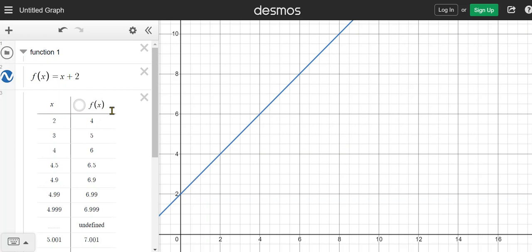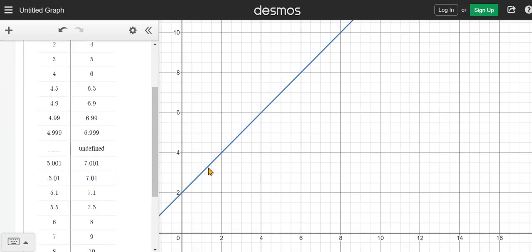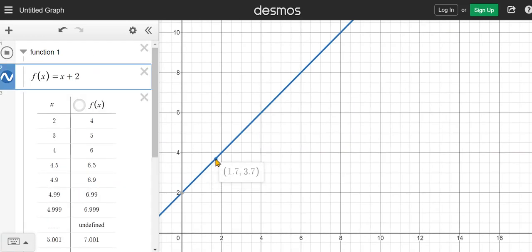Now remember, the function value is the same thing as the y value. And so we can see this over here on the graph, and we'll take a look in this table of values as well. The table of values says that when x is equal to 2, the function value is 4. And we can see that over here on the graph. If I move the cursor around, we can see the ordered pairs. And when x is equal to 2, the y value, or the function value, is 4. Now we're interested in what is happening as x gets closer and closer to 5.